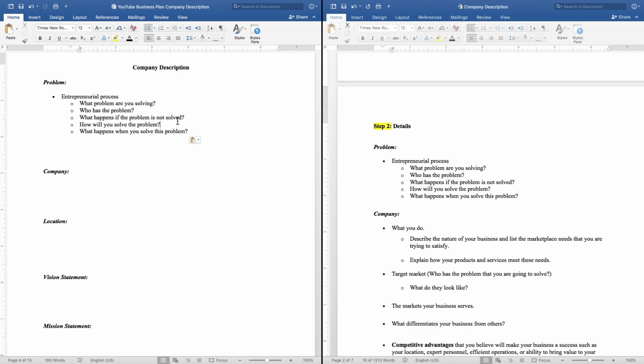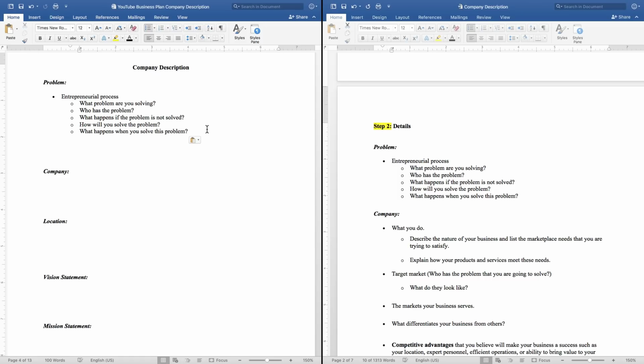Then the fourth step is: how will your company solve the problem that you've identified? And that's when you start talking about your company. So you don't just start your business description by talking about the company. You start with identifying the problem, who has the problem, and what's going to happen if the problem's not solved. Then you introduce your company, and you start telling them how you can solve the problem. The final part is, you're the hero.